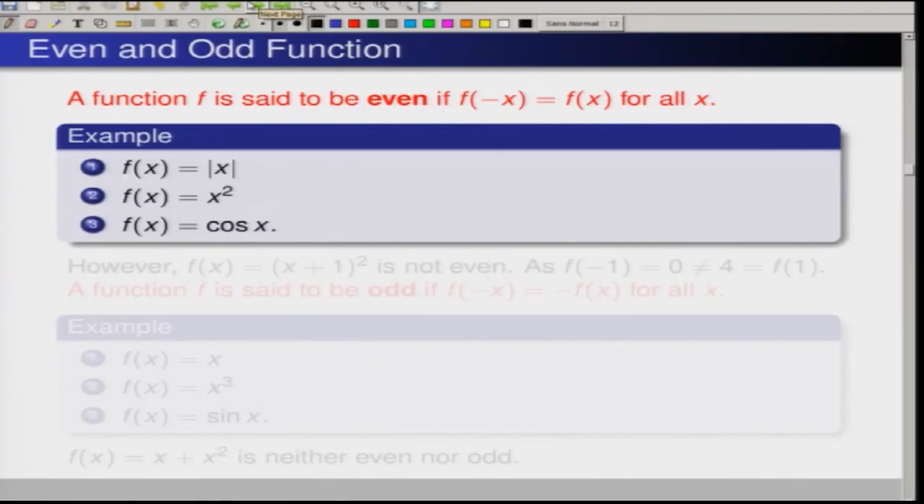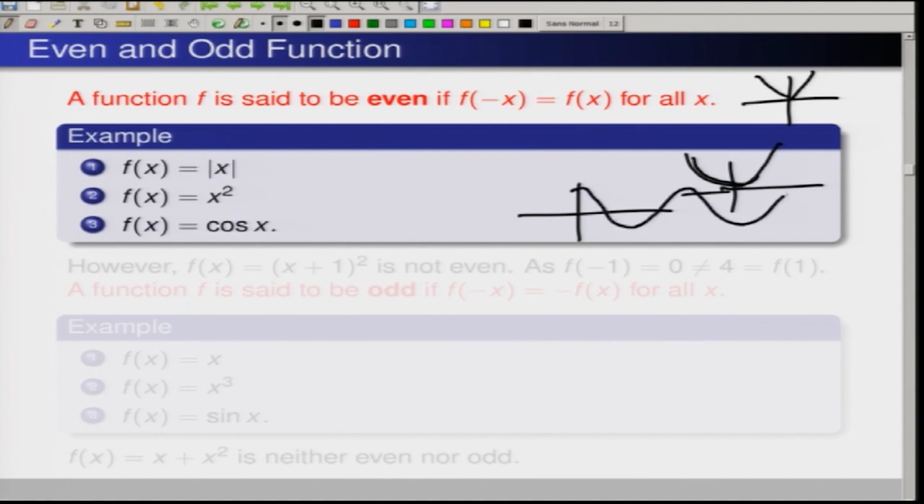So, what are the examples of this function? f of x equal to mod x, as we have seen, and f of x equal to x square, where f of minus x is going to be f of x, and f of x equal to cos x. Now this cos, and then on this side it is just the symmetry like this.